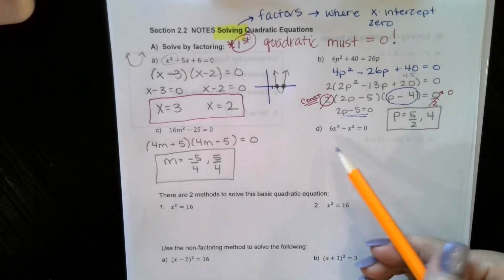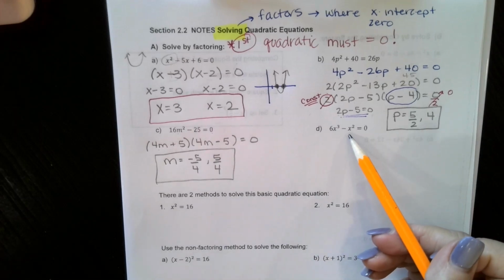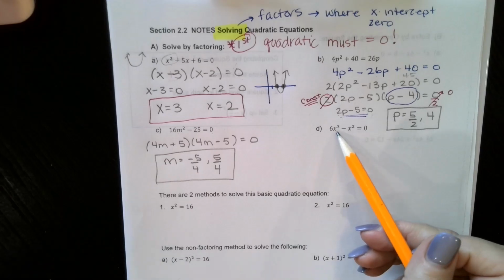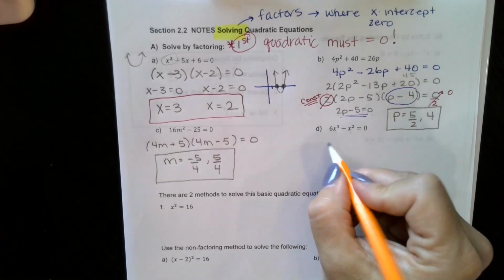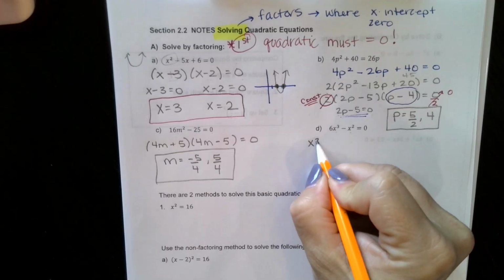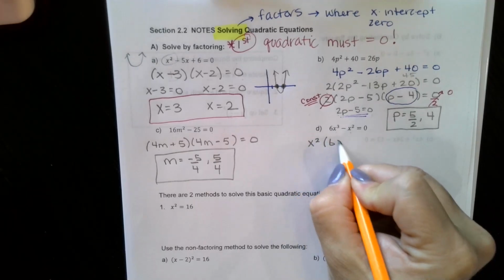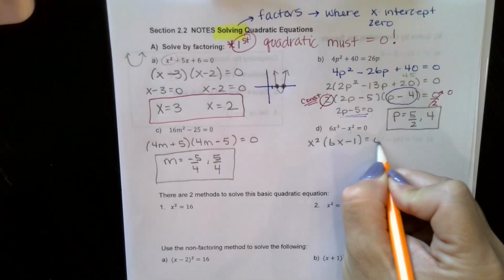Okay. Come over here. I have two terms, but this is not a difference of squares because this is not squared, and neither is the 6. And it's not cubes because this is not a cube. So I have to use GCF. So I'm going to pull out an x squared, and I'm left with 6x minus 1 equals 0.